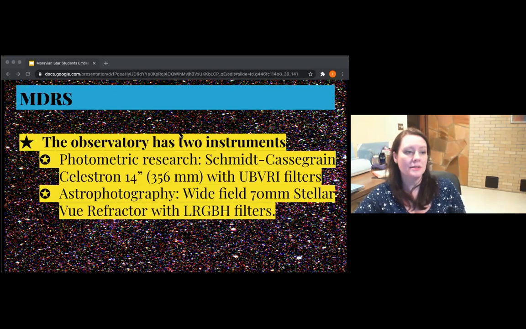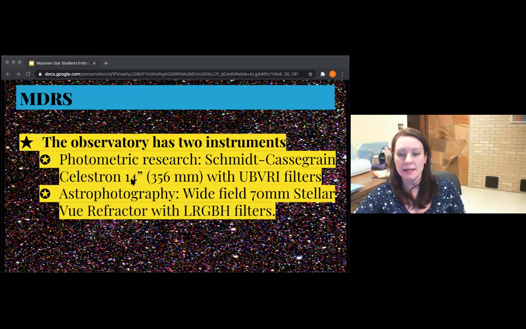The observatory has two instruments. The one that I mainly have used is the one that's used for photometric research, which is a 14-inch telescope with ultraviolet, blue, visible, red, and infrared filters. They also have an astrophotography instrument, which is a wide field 70mm refractor telescope.